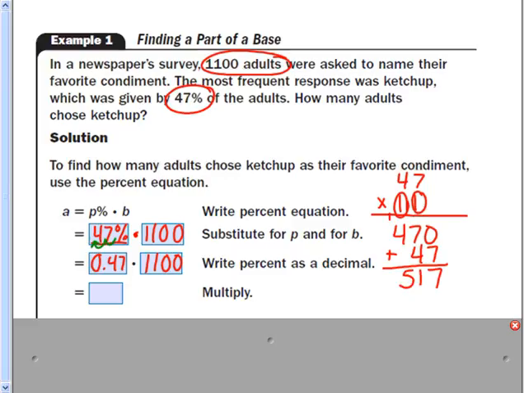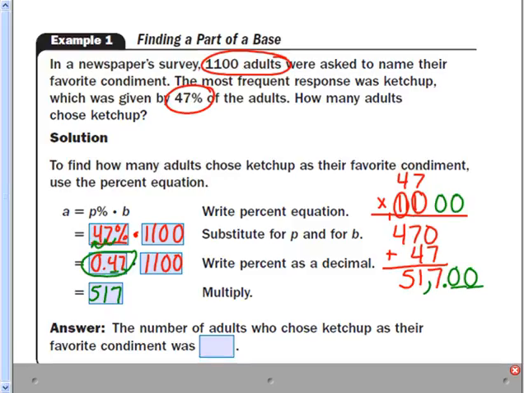517. Now, I have to remember that this was 1,100. So when I multiply, I have to add 2 zeros on the end. So 47 times 1,100 is 51,700. Now I've got to remember I was multiplying by the decimal 47 hundredths, which has 2 decimal places in it. So moving those back into my product here, I'm getting the number 517.